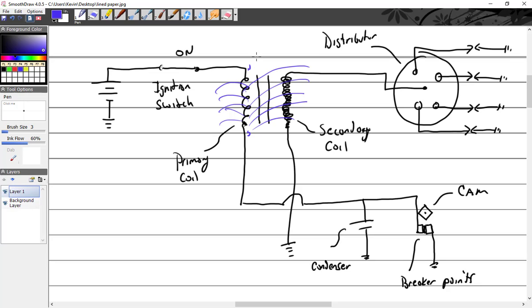Well, in reality, because my drawing is very two-dimensional, what happens is you have this primary wrapped around the center, around the core, and then the secondary on top of it. I can show you through the magic of bandsaws.